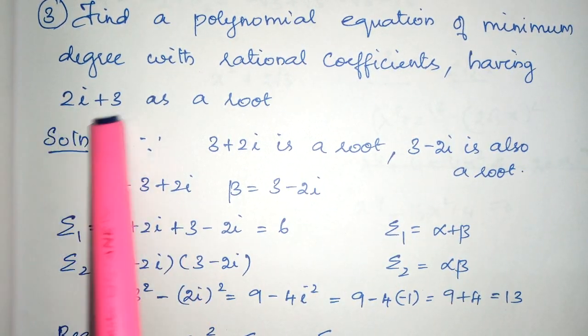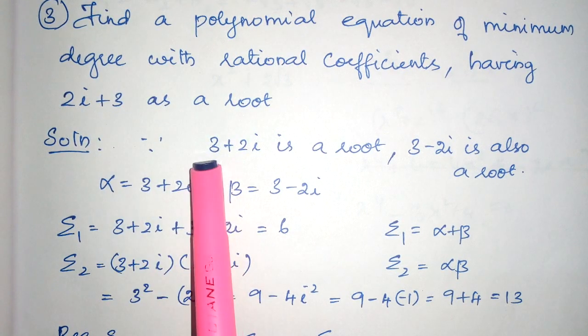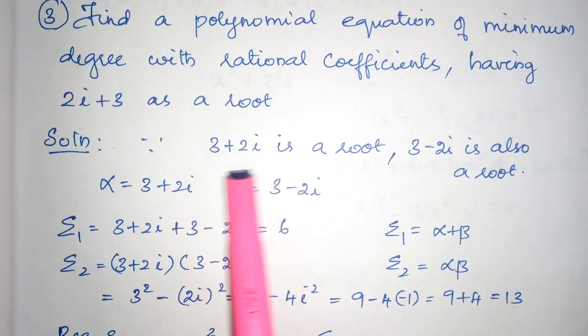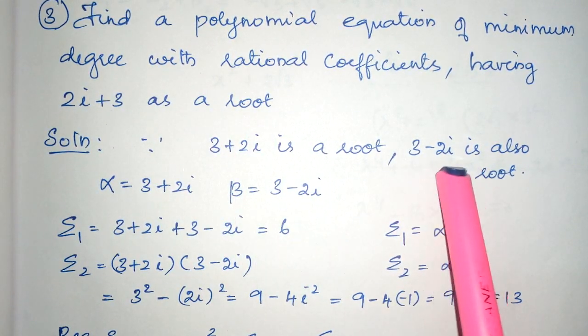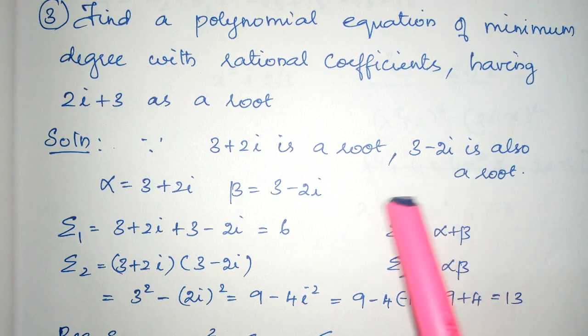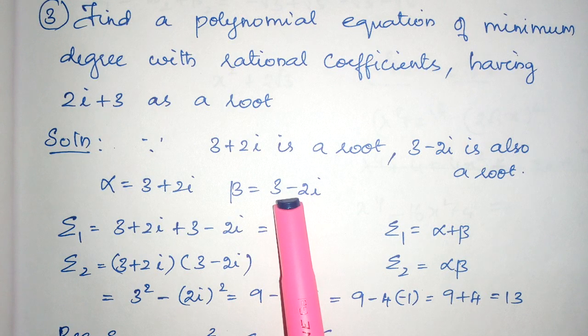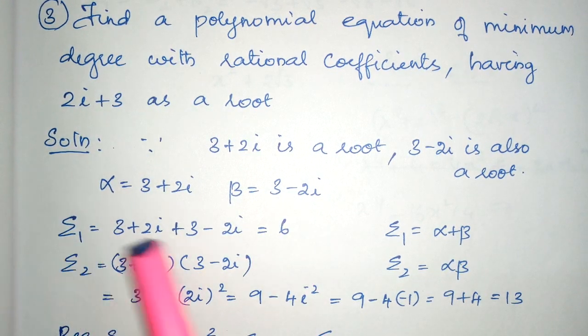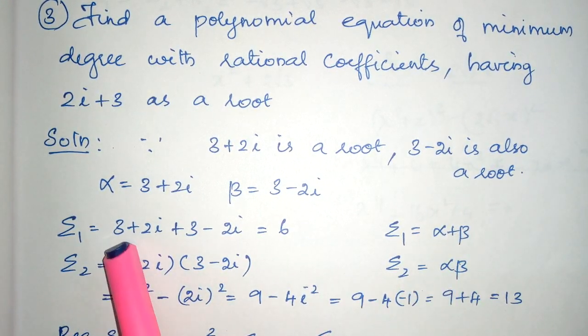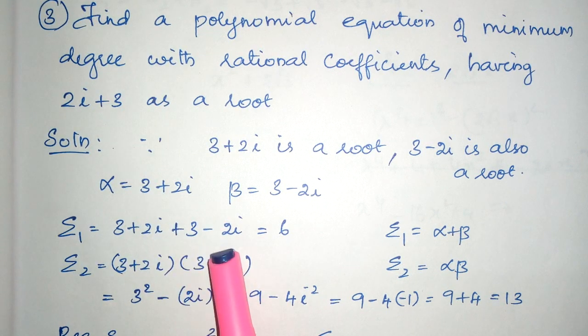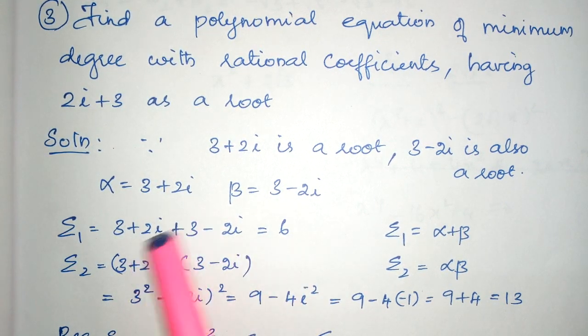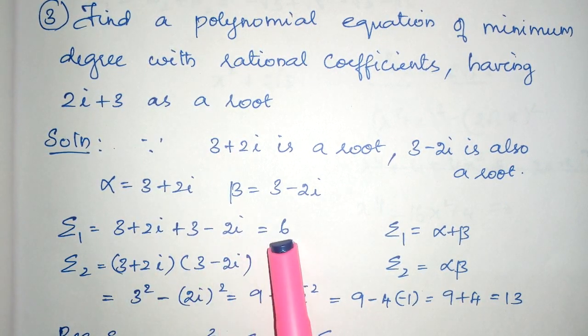So here 2i plus 3, I have written that as 3 plus 2i. So the conjugate of this term is 3 minus 2i, right? Similarly, taking alpha as one root and beta as another root. Sigma 1 is nothing but alpha plus beta. So 3 plus 2i plus 3 minus 2i, which is equal to 6. Cancelling these two terms, 3 plus 3 is 6.